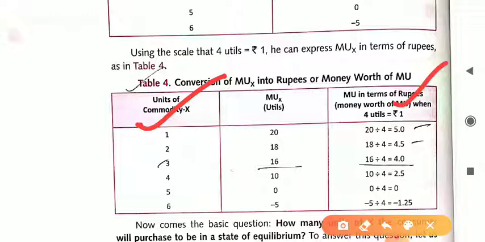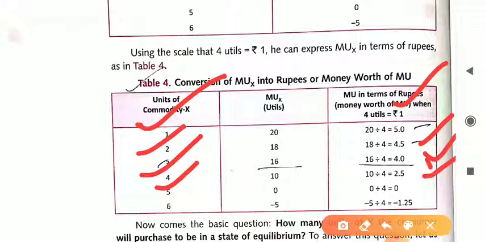you get the marginal utility of rupees 5. Be careful, rupees 5. When you buy the second shirt, you get marginal utility of 4.5 rupees. When you buy the third shirt, you get 4 rupees. When you buy the fourth unit, you get 2.5, then 0, and minus 1.5. So student, be careful: when you spend rupees 4 and you get marginal utility of rupees 4, then you are in the position of equilibrium.